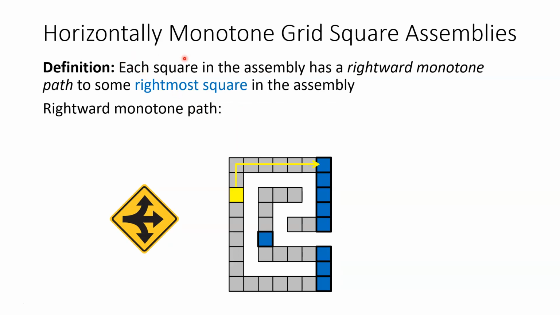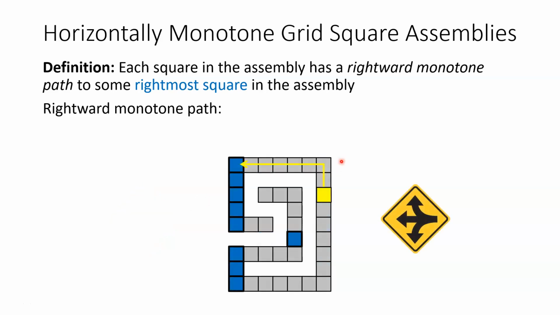So the definition of a horizontally monotone assembly is: each square in the assembly has a rightward monotone path to some rightmost square in the assembly. So let's look at an example. What is a rightward monotone path? It's a path where we can only go up, down, or right. So from this yellow square, we have a rightward monotone path to this rightmost square of the assembly. And we can also use the symmetric definition, just replace left with right every time I said right.